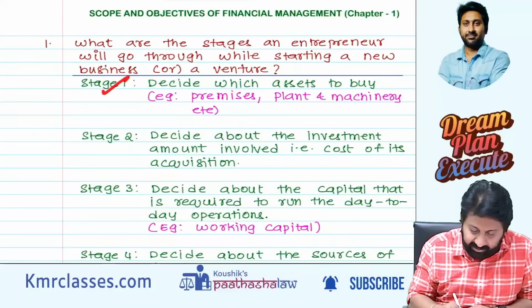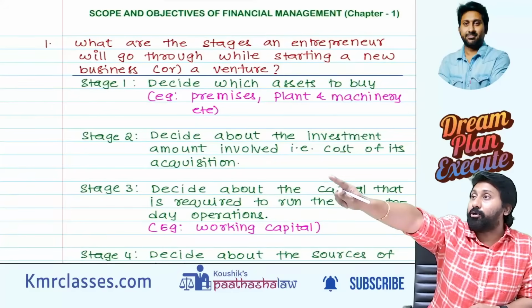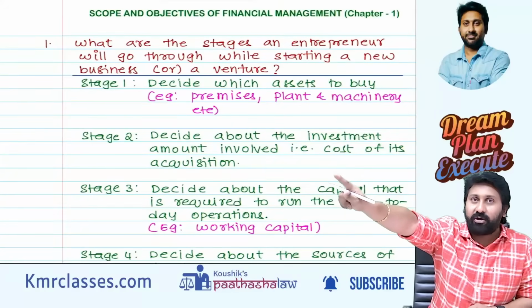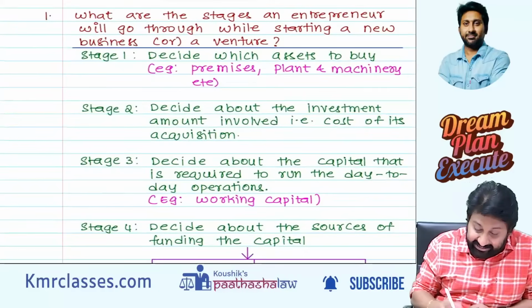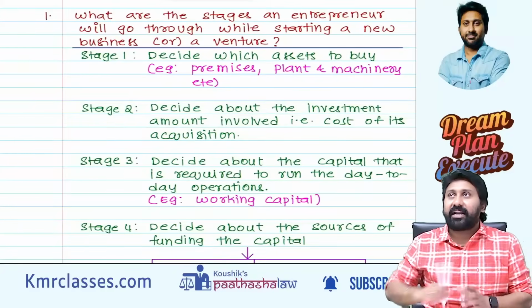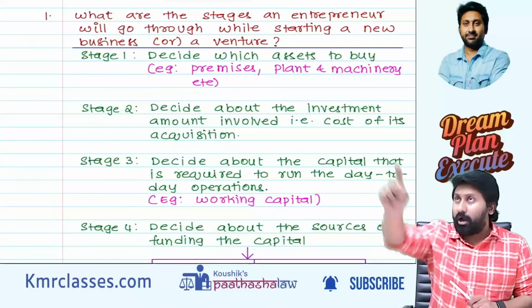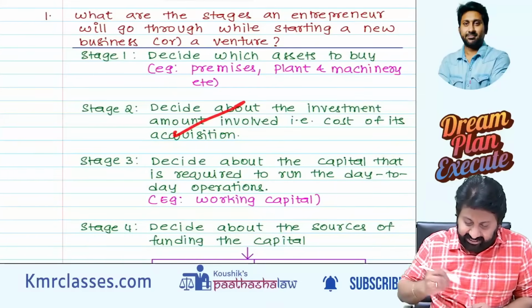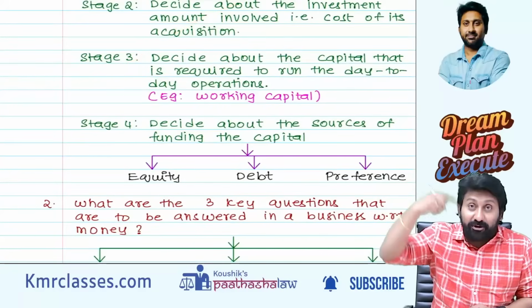See, stage one, decide which assets to buy. First you target. I wanted to buy this. Okay, this cost 1 crore. So take 1 crore loan and then you buy. Decide about investment amount involved. Sir, I wanted to buy this building. Okay, stage 1 completed. Stage 2, how much is the cost of this building? That's the second stage. Next, third stage, that much amount first you need to finance.